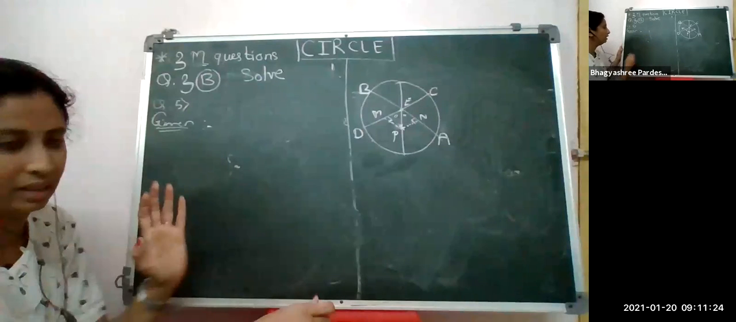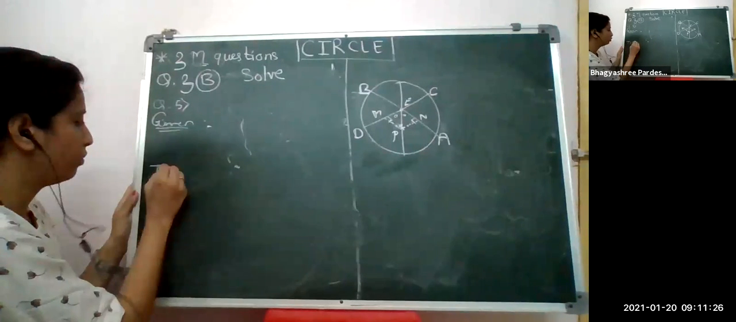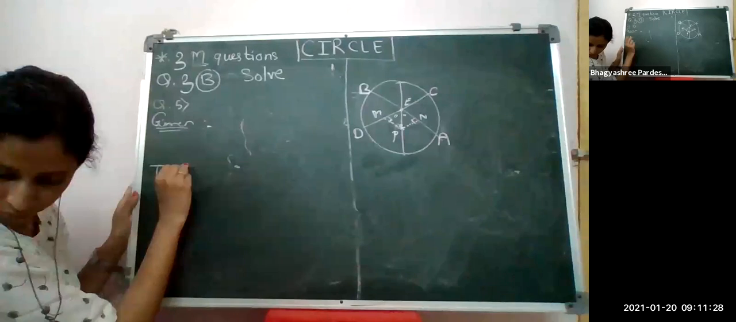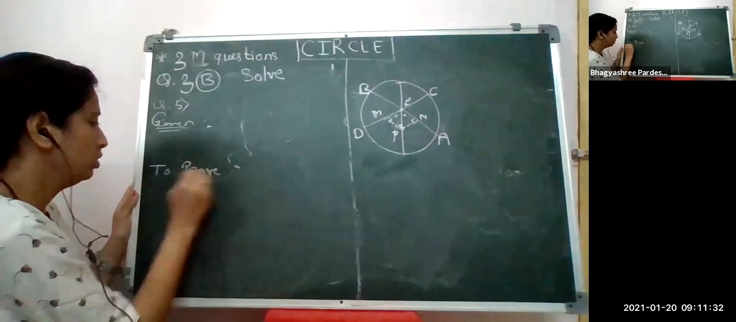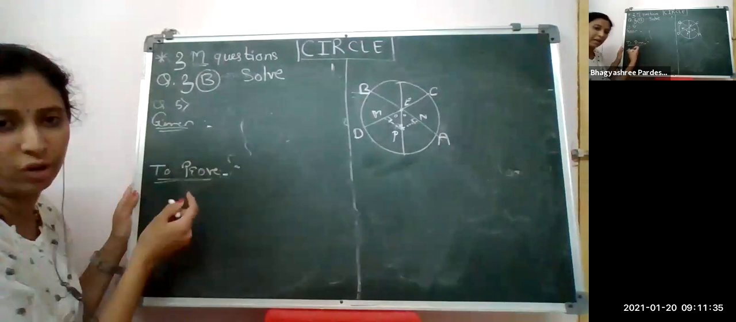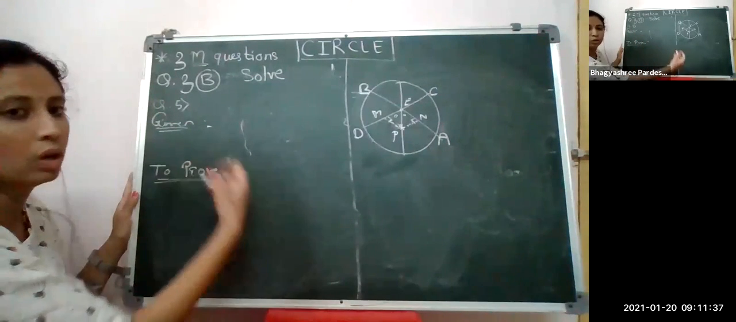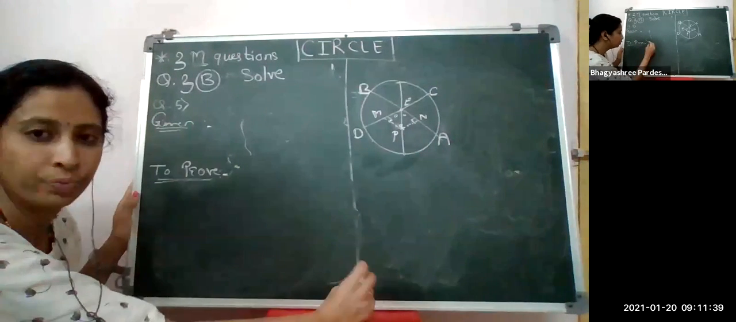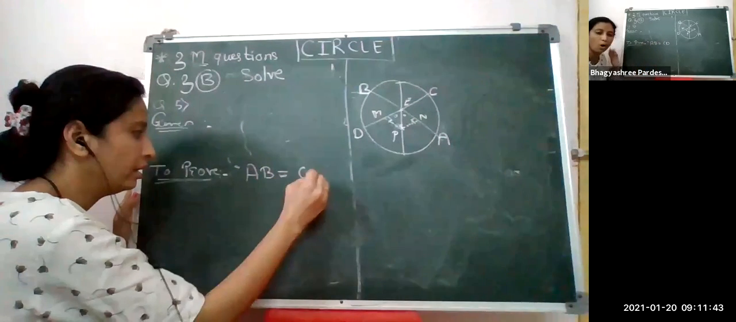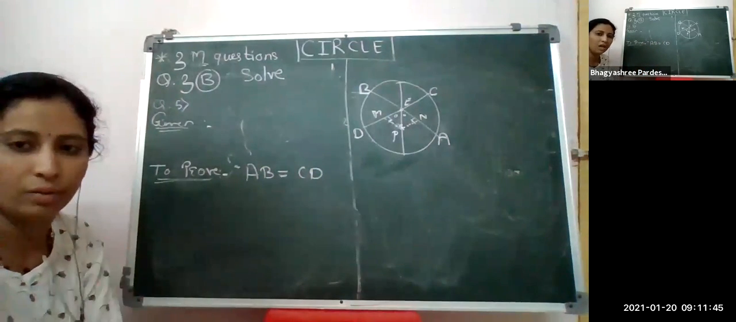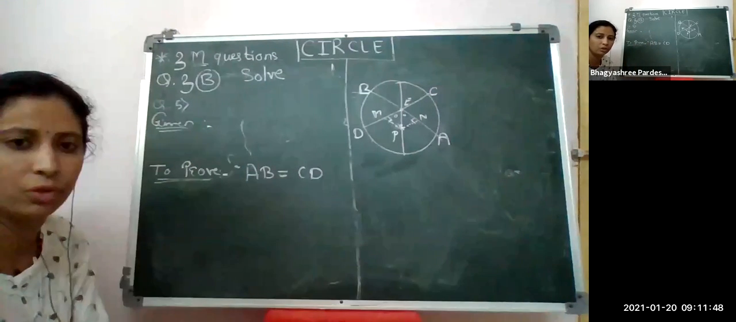So write it properly. Then, to find or to prove. What are we asked to find or to prove? To prove. Use the language which is given. If you are asked to find, write to find. If to prove, write to prove. So what do we have to prove? We have to prove that AB and CD are equal. These two chords are equal. After this, you have got a few marks, half marks.